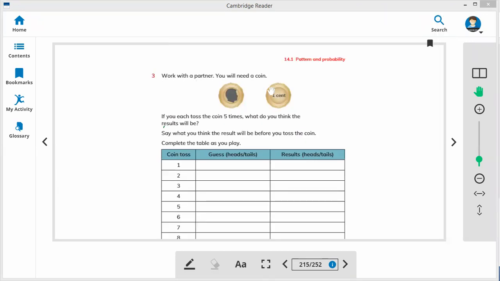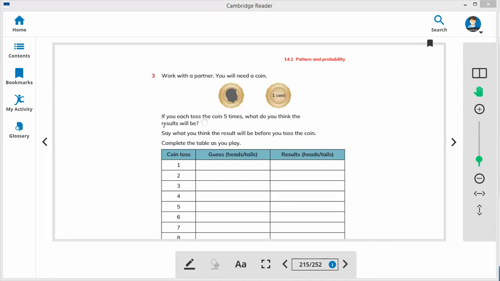Work with a partner. You will need a coin. You can use a coin for 1 real. In this coin we have heads and tails. This side we call heads and this side is called tails. Heads and tails.